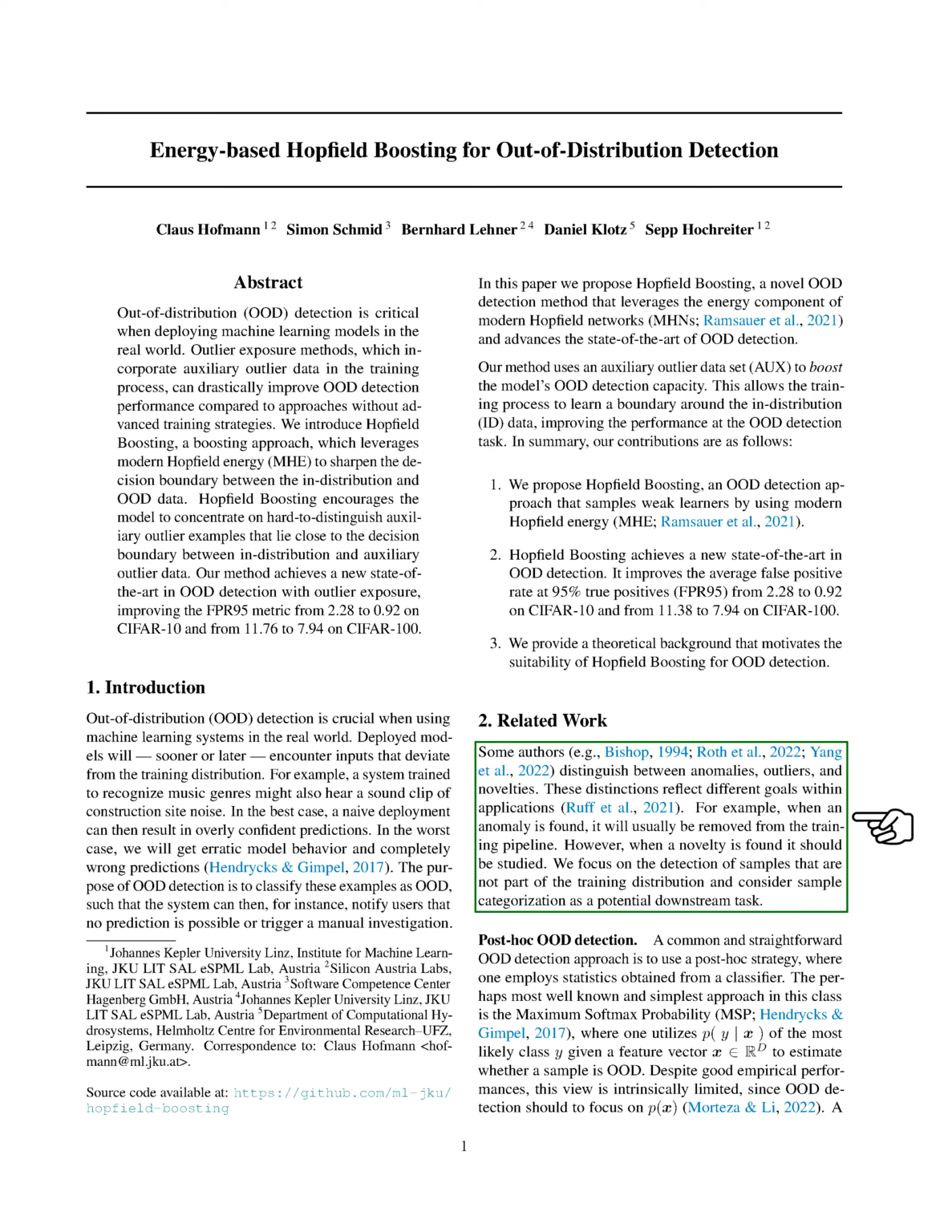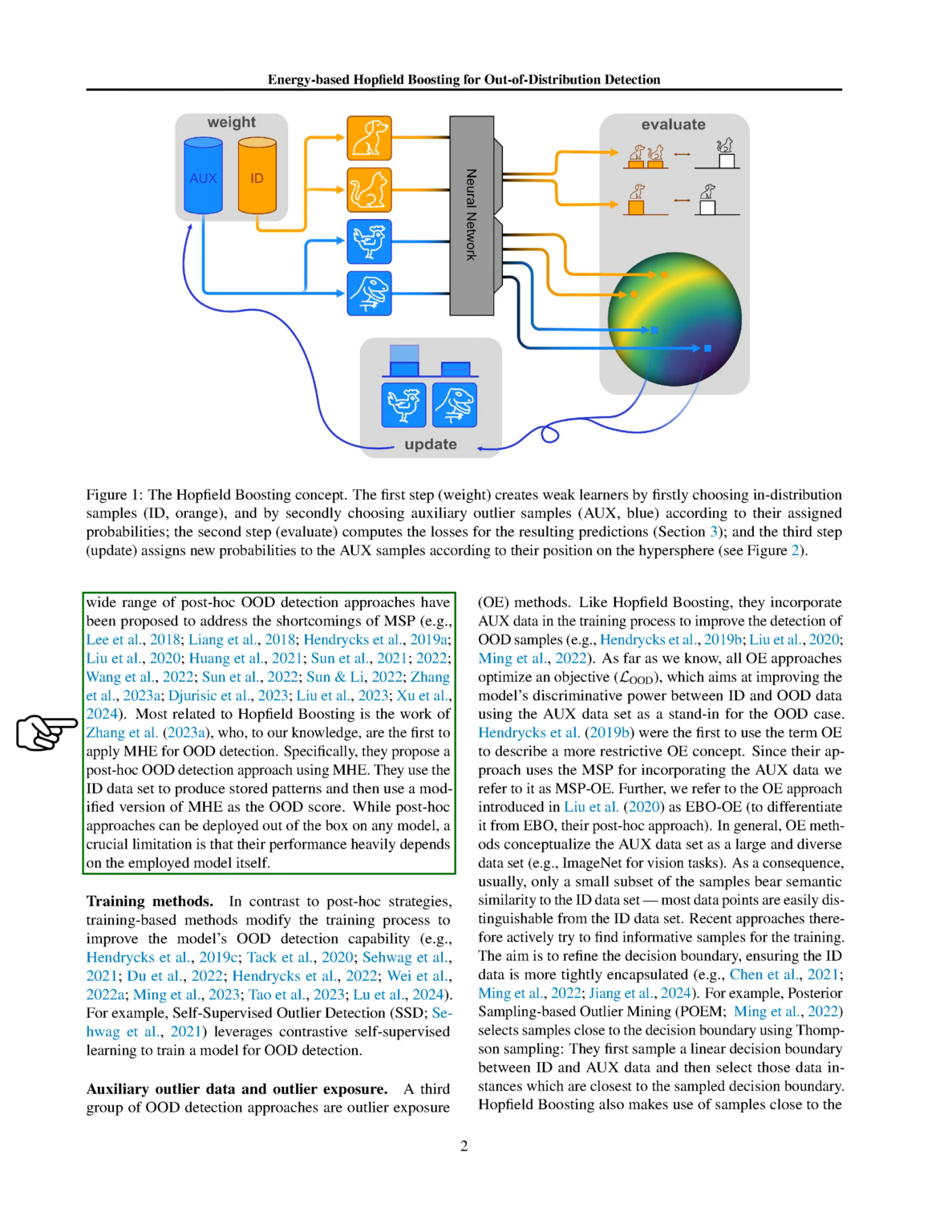Previous work has distinguished between anomalies, outliers, and novelties, each serving different purposes in applications. We focus on detecting samples outside the training distribution and view sample categorization as a potential downstream task. Post hoc OOD detection methods, like maximum softmax probability (MSP), use statistics from classifiers to identify OOD samples. While effective, these methods have limitations as they should focus on the probability of the input data itself. Various post hoc approaches have been proposed to address these limitations, with some using modern Hopfield energy for OOD detection.